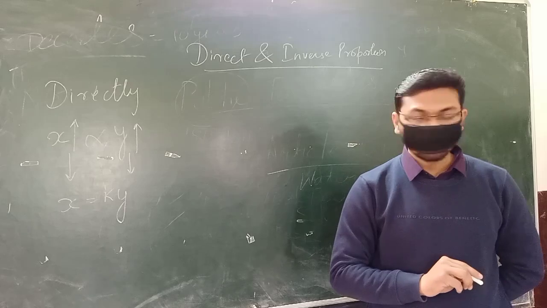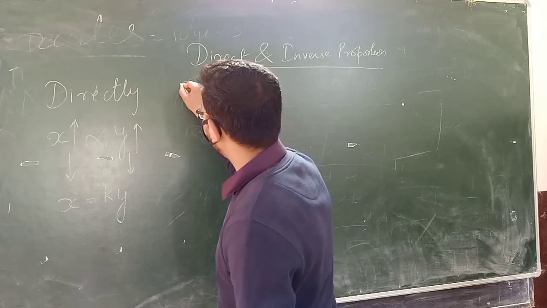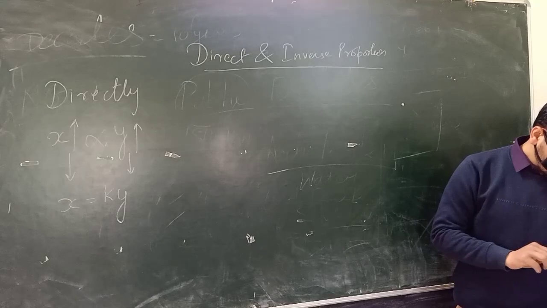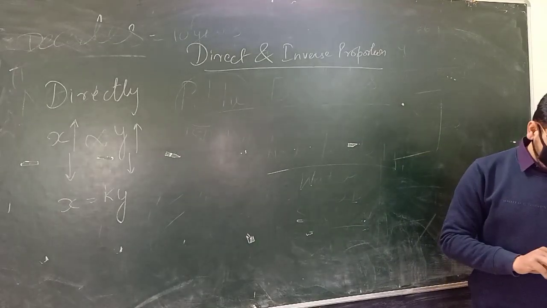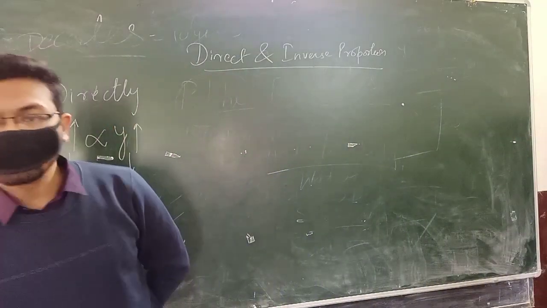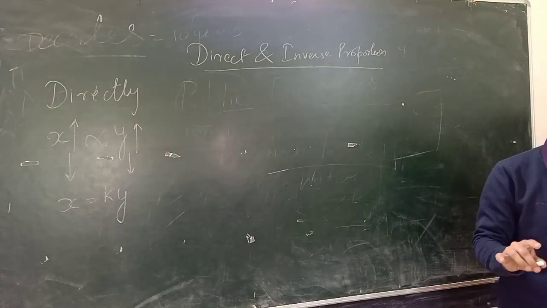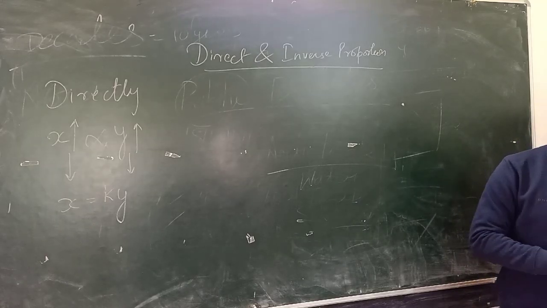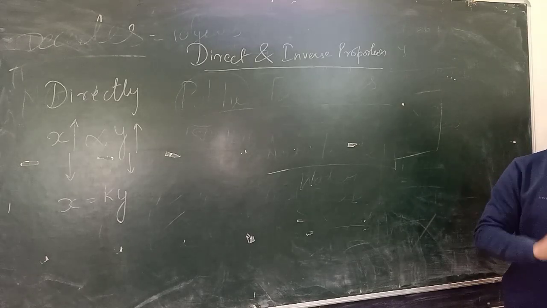Any doubt? Okay. Let's do one example. Take out page number 201. In the same page, first example. If the cost of 1 kg of sugar is rupees 36, then what would be the cost of 3 kg of sugar? Can anyone tell me what is the relation between cost and quantity?